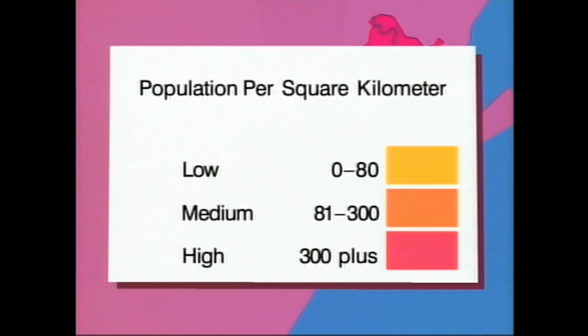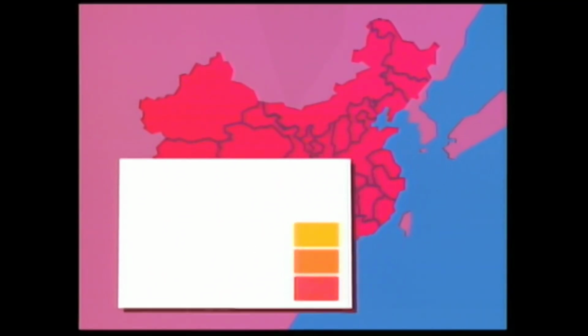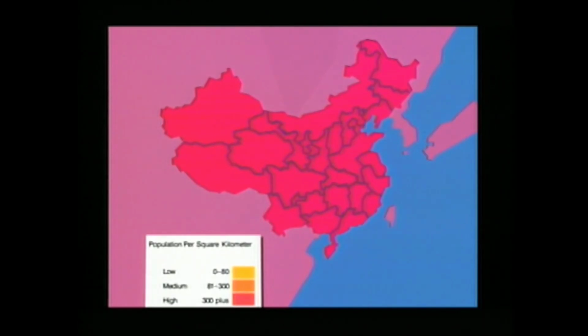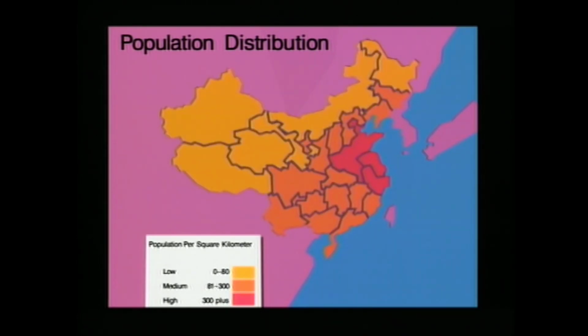This legend will be used to create a population distribution map of China. The light color represents places with low population density, and the dark color, the places with high population density. The map says that population density is highest in the east central part of China. It decreases as you move away in all directions. Population density is lower in the west and in the north.